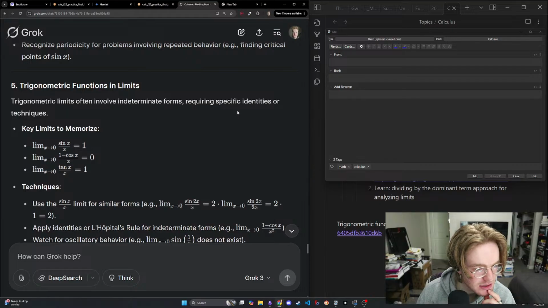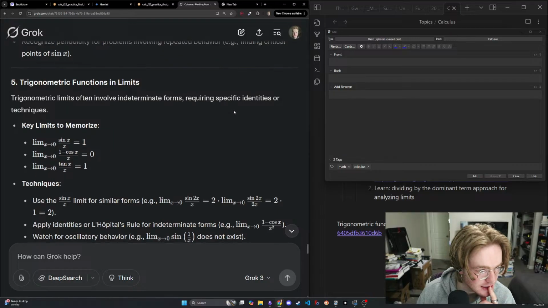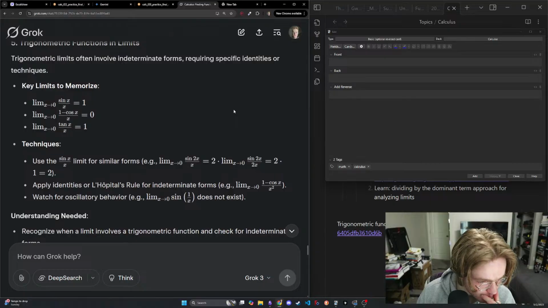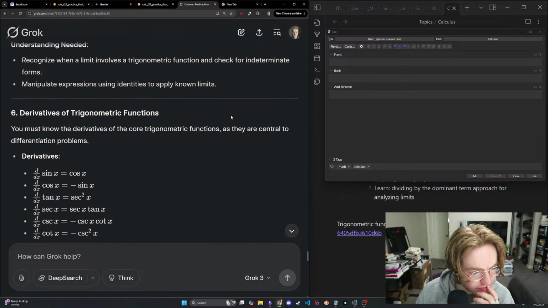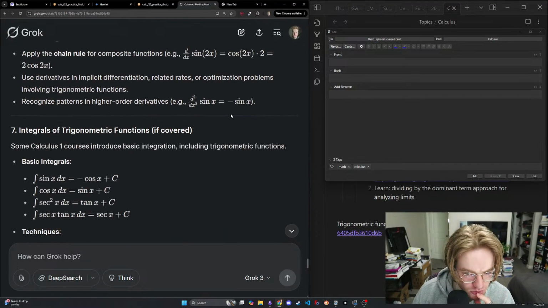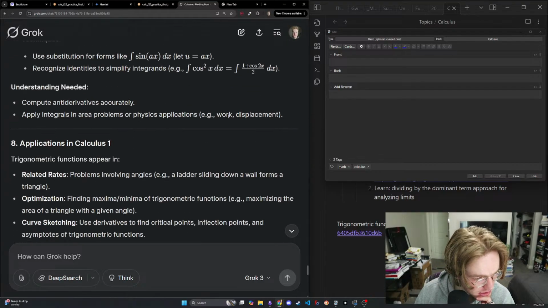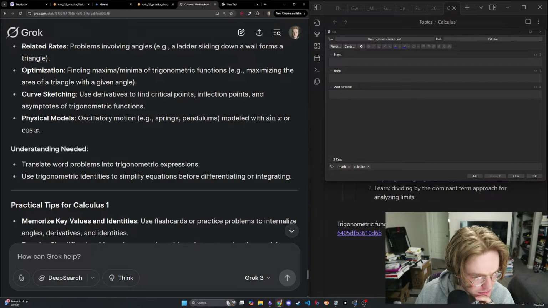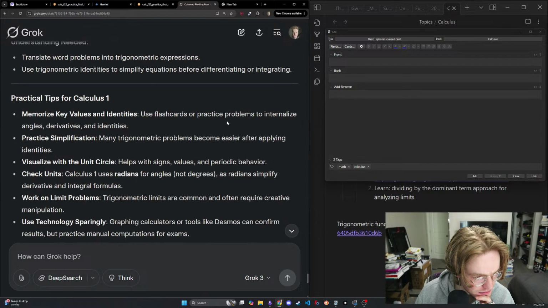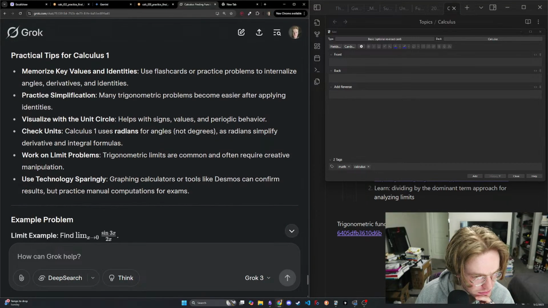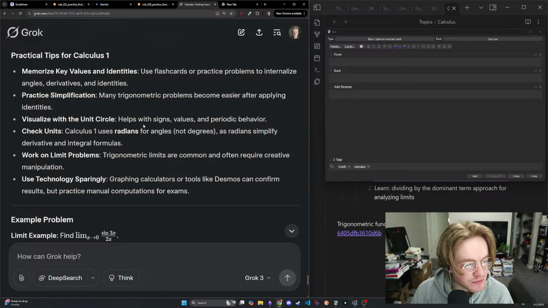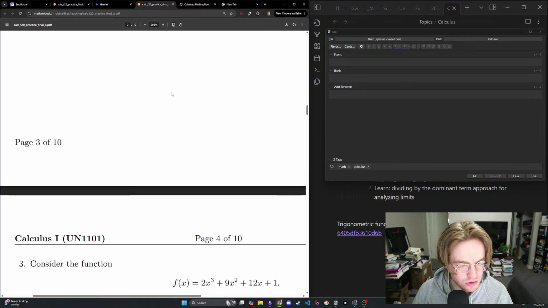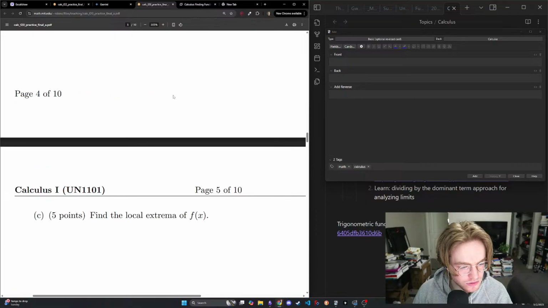Trigonometric functions and limits. They often involve indeterminate forms requiring specific identities or techniques. This is more than I was anticipating. I don't know if I have anything in regards to the unit circle.